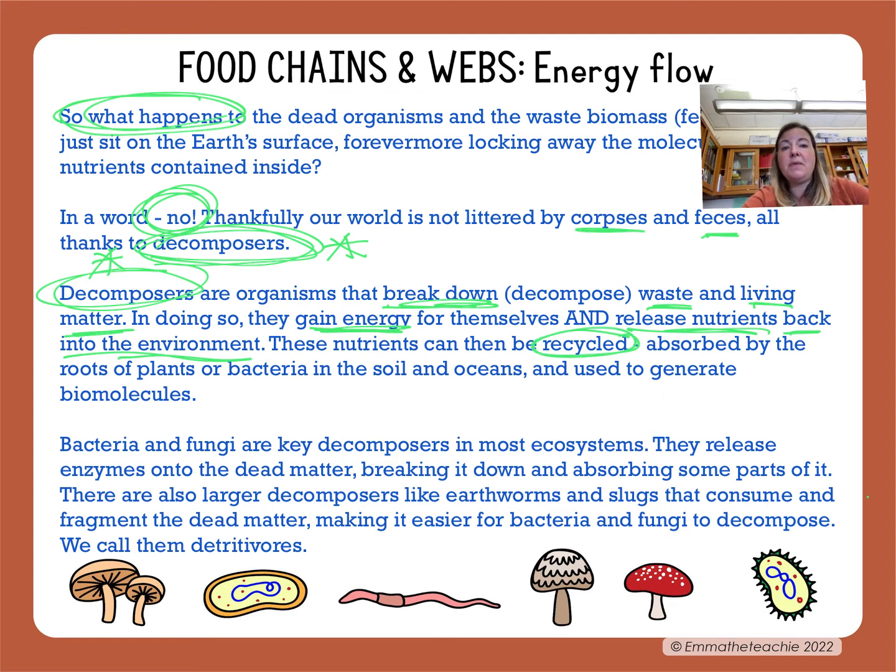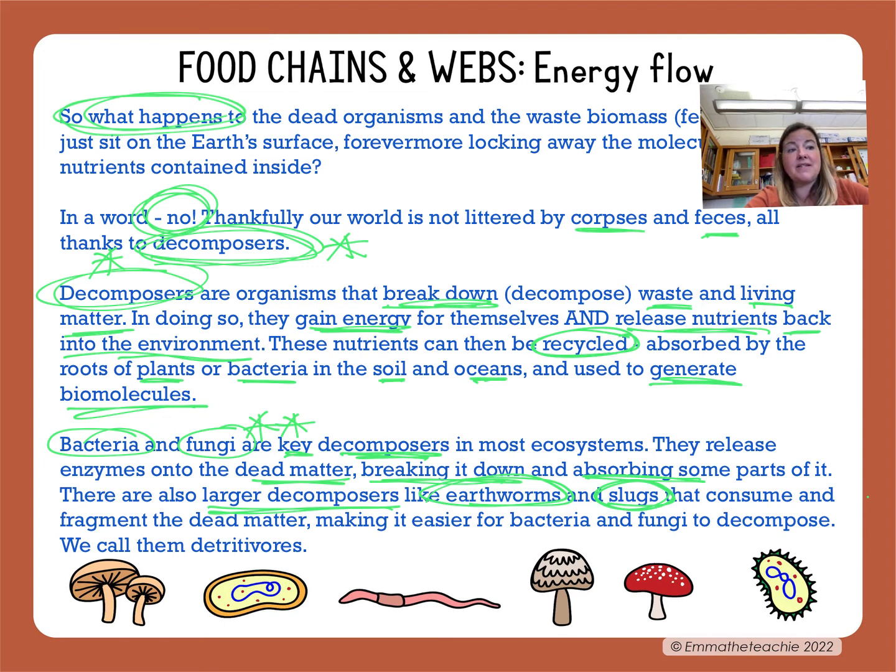They then can be absorbed by the roots of plants or bacteria in the soil and the oceans, and then they can make new molecules for new organisms. It's usually bacteria and fungi that are the key decomposers in most ecosystems. They're going to use enzymes to break down dead matter and absorb the materials. And then there are some larger decomposers like earthworms and slugs that consume different fragments of dead matter, and then they make it easier for the bacteria and fungus to decompose the material as well. Decomposers that take that dead matter and are larger decomposers like that earthworm and slug, we often refer to as detritivores.